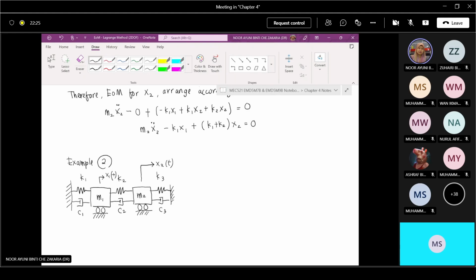First, if you have the system, the Lagrange method is based on the energy method, which means you do not need the free body diagram. What you need is kinetic energy and also the potential energy. Kinetic energy is based on your kinetic diagram.